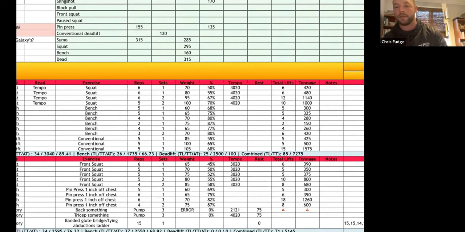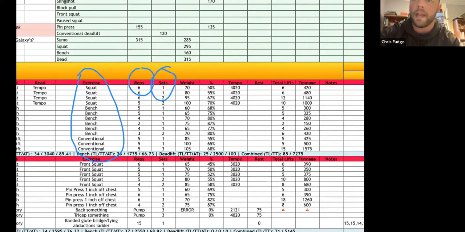How much are they lifting? What's their average weights? All that jazz. So I go into a lot of detail, but the key thing to look at is how much is someone actually lifting? So just pay attention to this blue thing here. So on the far left, we have the actual exercise, squats, bench, conventional deadlift. Then we have the reps, sets, weights, percentage of their 1RM, tempo.